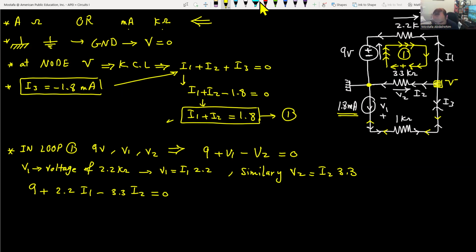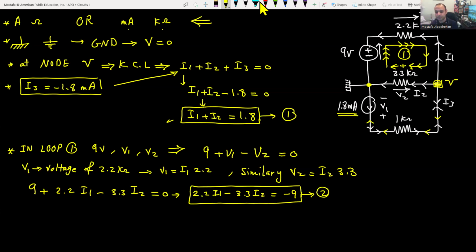So just write it in a neat way. So we can say here 2.2 I1 minus 3.3 I2 equal to minus 9. That's number 2. Okay. So let's now, so we have two equations, two linear equations and two unknowns. So you can solve it using your calculator. I usually use some online tool. I'm gonna teach it to you right now, and you're gonna find the link for this tool in the description.